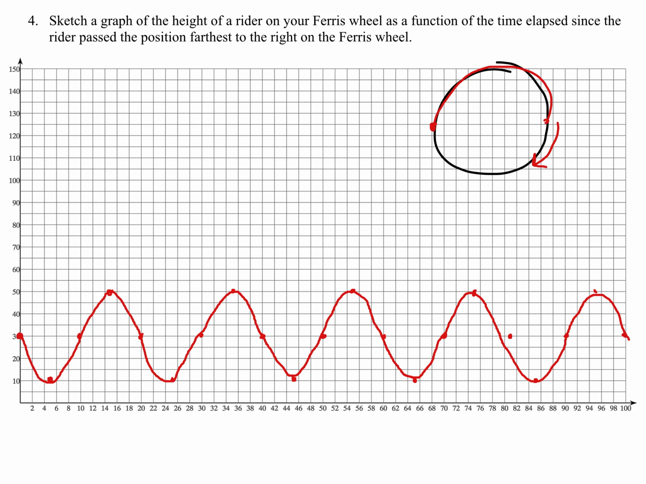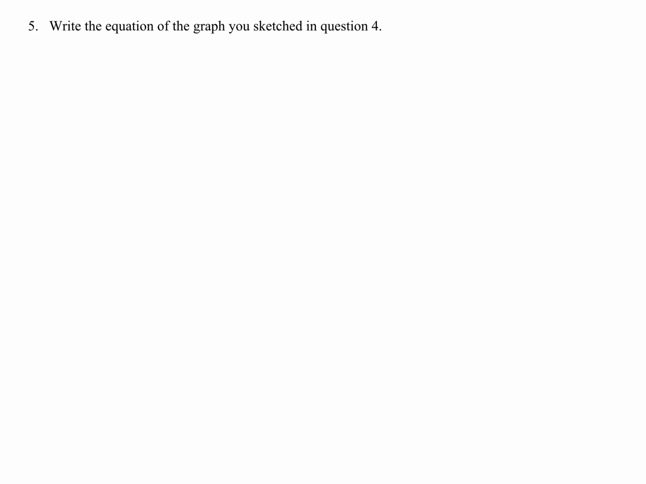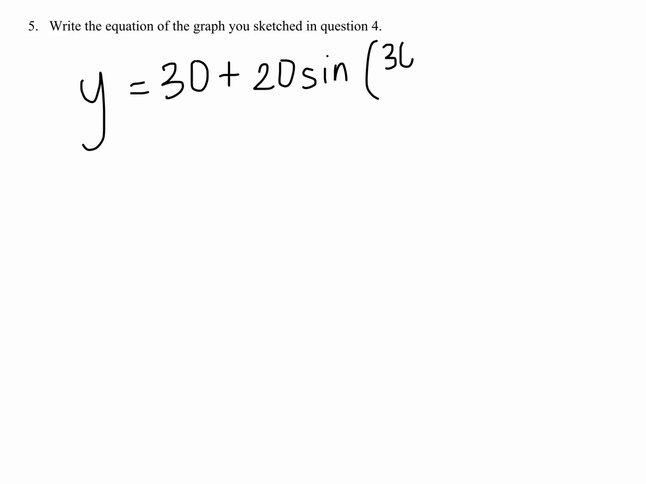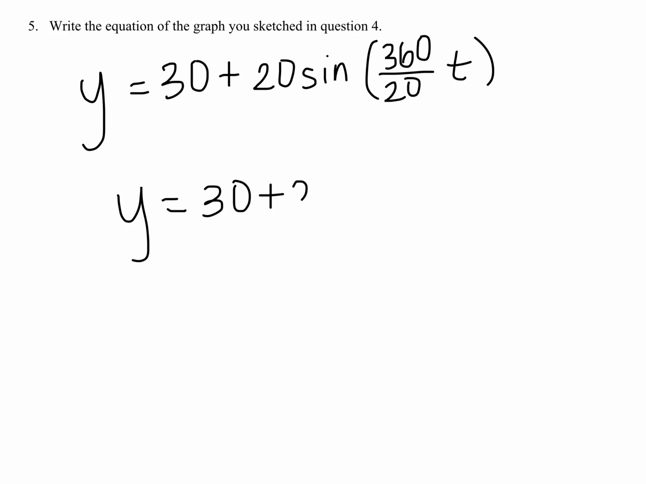It's a little harder for me to do it on here, but if I want to write an equation, do the same thing we did on number 2. My center height was 30. My radius was 20. I did one rotation every 20 seconds. So if I simplify this, this is 30 plus 20 times the sine of 18t.